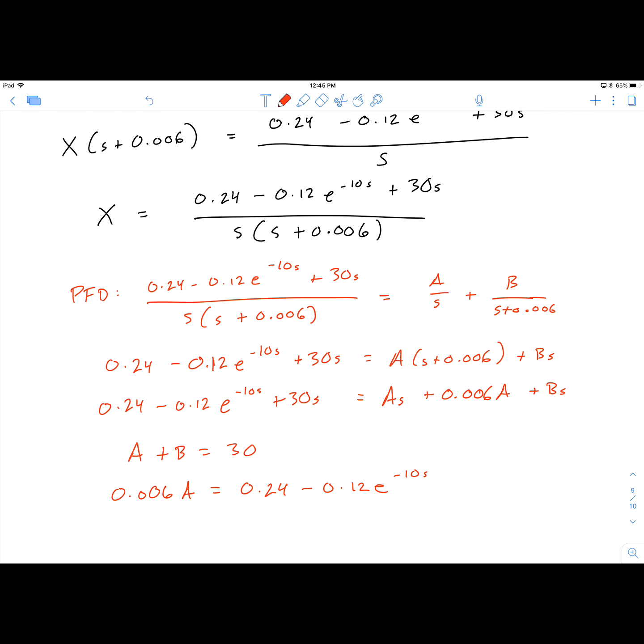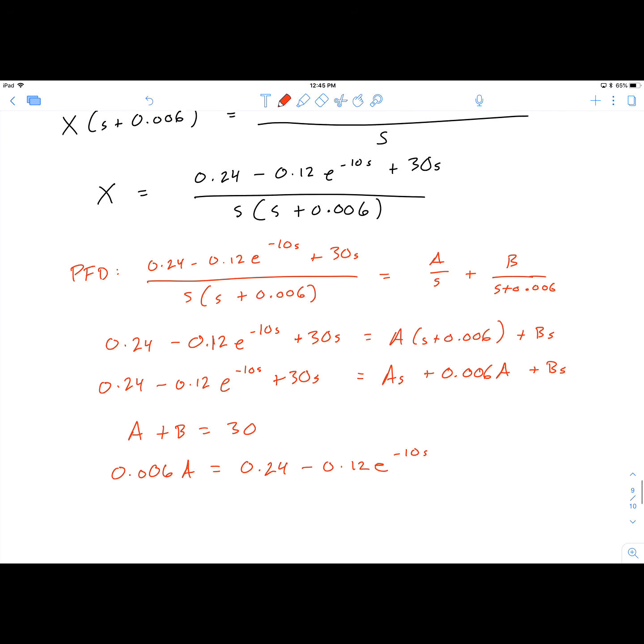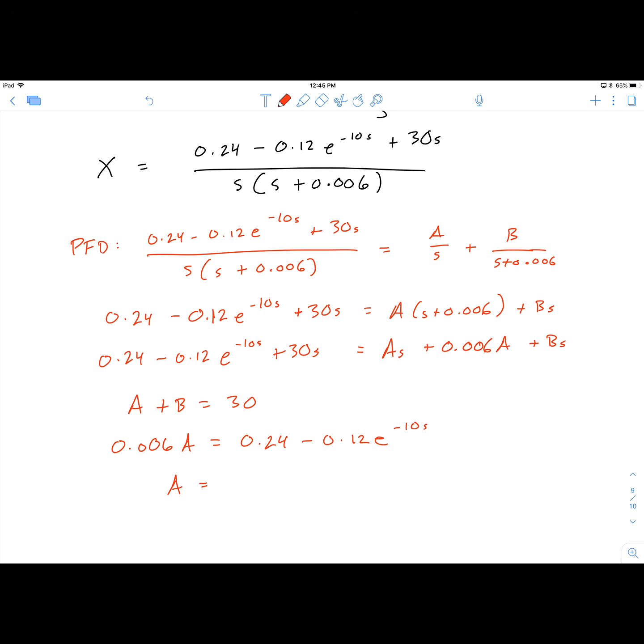So then if you divide both sides by 0.006, you have A equals 0.24 divided by 0.006, which is 40, minus 0.12 divided by 0.006, which would be 20 e to the negative 10s. And then if A plus B equals 30, B equals 30 minus A. So 30 minus 40 would be negative 10, and then plus 20 e to the negative 10s.